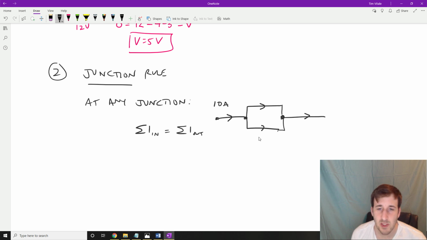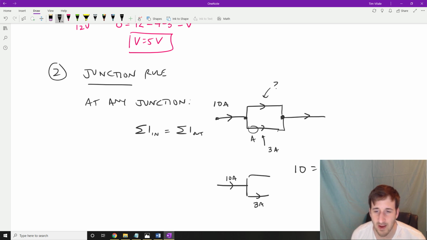Okay, so let's say that we have an ammeter here. Let's say that we know that that current is 3 amps. So then what is that current? Well, if we look at it, we have 10 amps coming in, and we have 3 amps leaving. So the current in has to equal the current out. So what is that current? That current has to be 7. That's the junction rule. And then when it comes back, if we have 7 and 3, then this has to be 10, right? When it comes back together. So that's kind of the main idea of the junction rule.